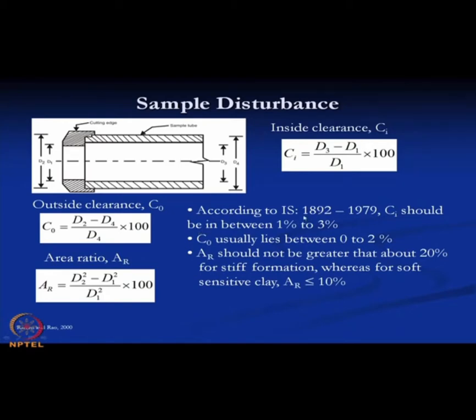According to IS 1892:1979, Ci should be between 1 to 3% for good sample collection, and C0 usually lies between 0 to 2%. The area ratio should not be greater than about 20% for stiff formations, whereas for soft sensitive clay the area ratio should be less than or equal to 10%. These are the recommendations given by the IS code.